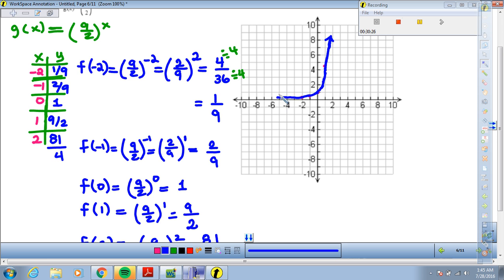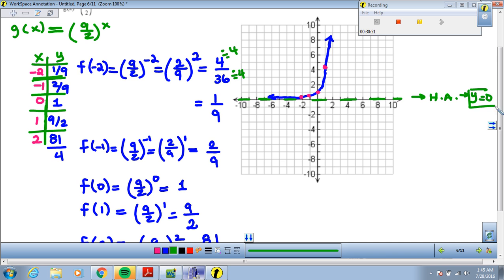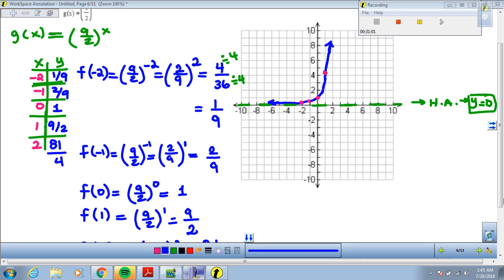Okay. So more or less you have your graph. Let me just redo this point. And that's it. Again, where is the horizontal asymptote? Right here. Okay, there is a horizontal asymptote of y equals 0. Okay. So that's what this is.